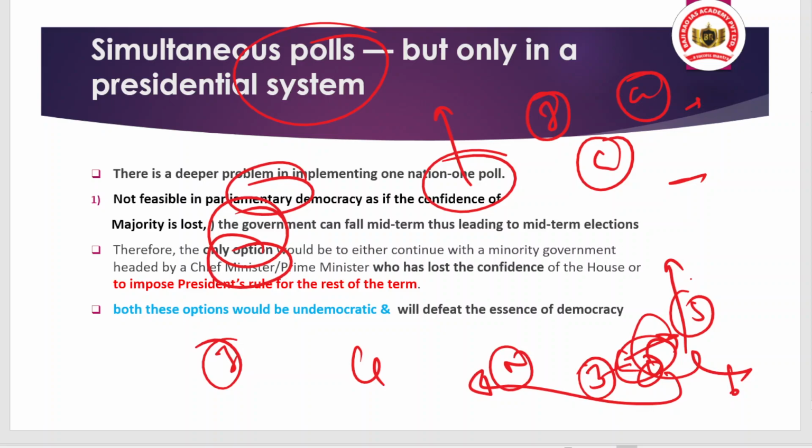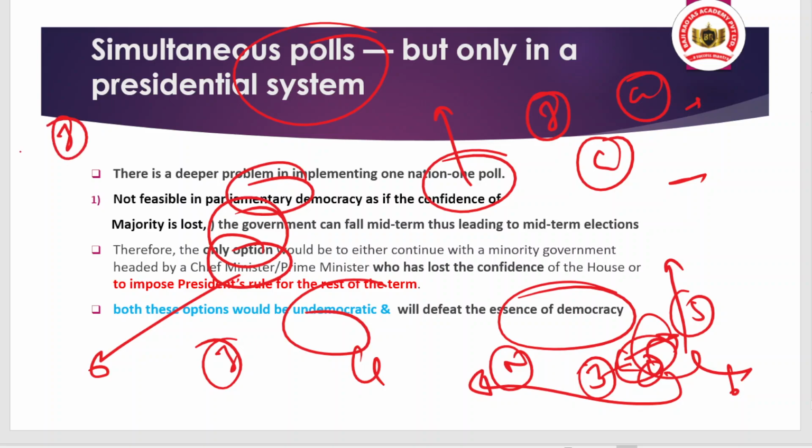That is the point. So both these options are undemocratic and will defeat the essence of democracy, because President's Rule means centralization of the rule and there is not much response from the people here. People choose candidates to represent them in the house, but in the case of President's Rule, people are not choosing that. It is basically the president who will lead the institution, who will lead the government. That is the point here.